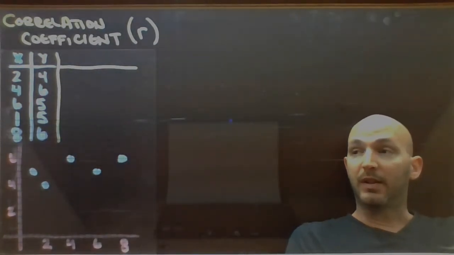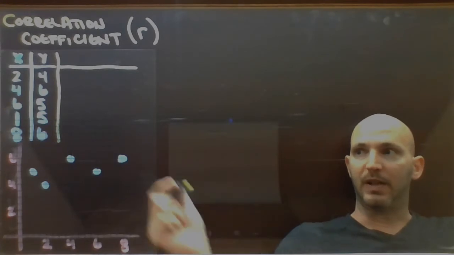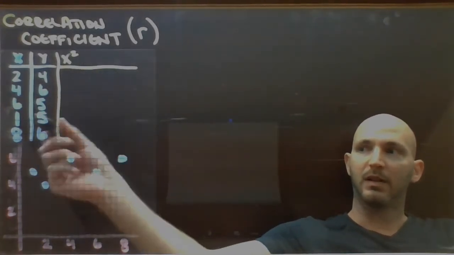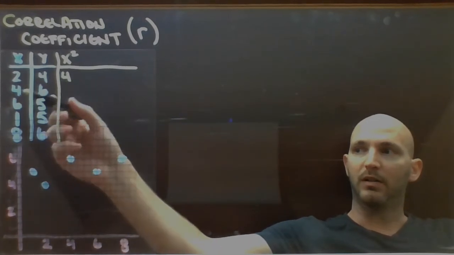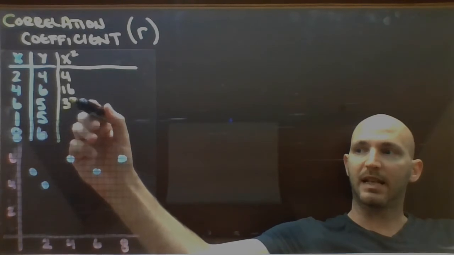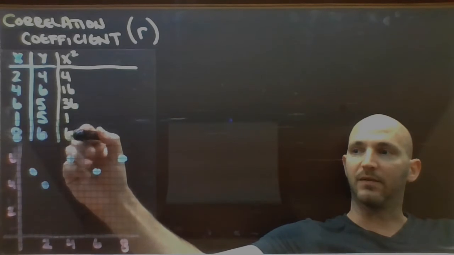So when we were doing one variable, you needed to get a standard deviation for x. So we're going to have to do that now. So I'm going to need to know the x value squared. So 2 squared would be 4. 4 squared is 16. 6 squared is 36. 1 squared is 1. 8 squared is 64.